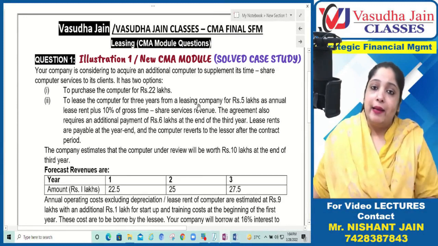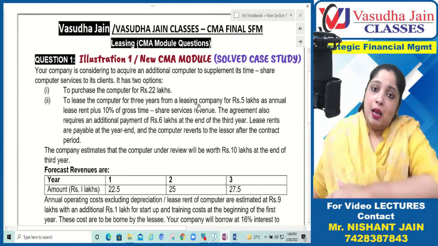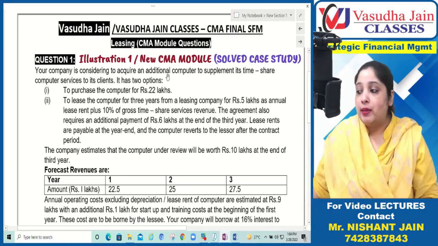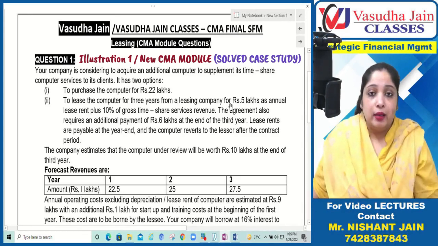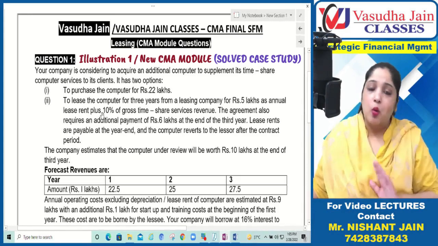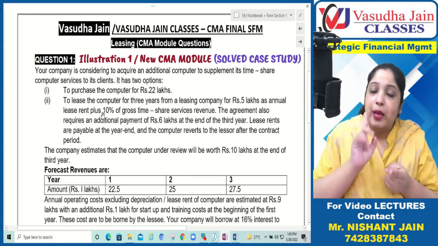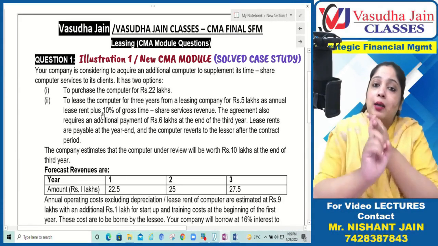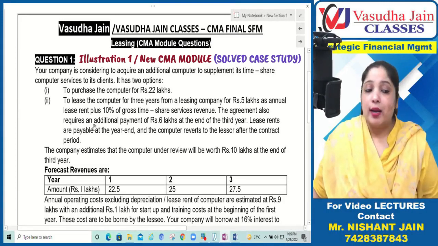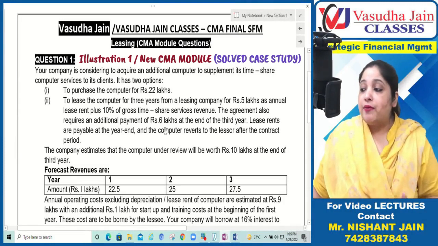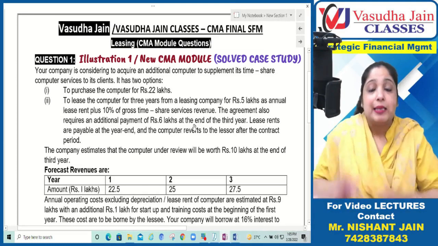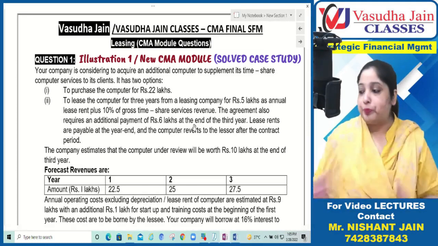See, a leasing agreement is between lessor and lessee. Generally lease rentals are to be paid, but in this agreement, besides the lease rentals of 5 lakh per annum, there is also revenue sharing. So basically we have to pay the lease rental of 5 lakh, and whatever we earn, 10% of revenue is to be paid. Then the agreement also requires an additional payment of 6 lakh at the end of the third year. At the end of the lease agreement, 6 lakh is also to be paid to the lessor.